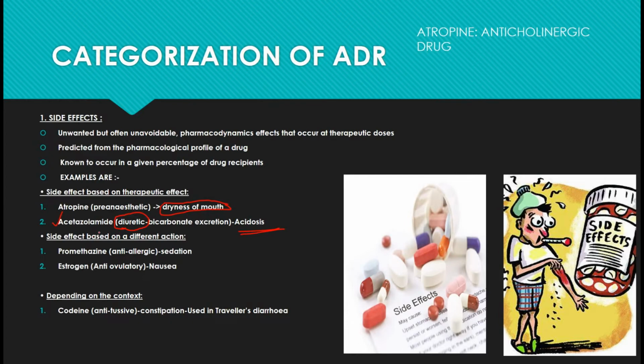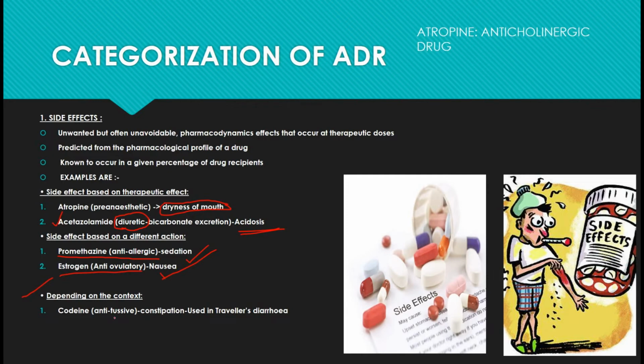Next is the side effect based on different actions. So here is promethazine. Promethazine is an anti-allergic drug. So here this promethazine is causing what? It is causing sedation. Sedation is caused by sedatives and hypnotics. Next is estrogen. You all know estrogen is a type of hormone, an anti-ovulatory hormone. So what is it causing on overuse? It is causing the side effect of nausea. Nausea means vomiting.